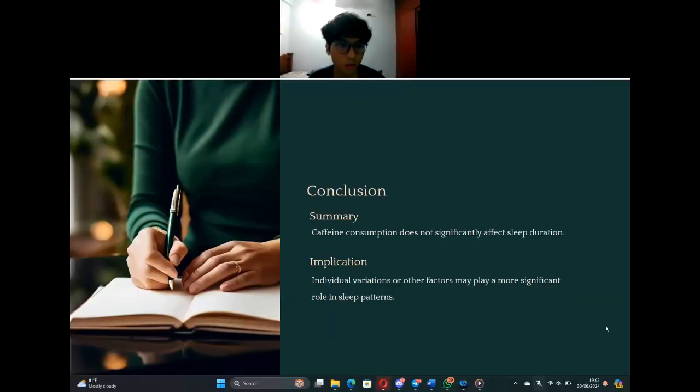For the conclusion, we analyzed the relationship between caffeine consumption and sleep duration using rigorous data analysis techniques. Our focus on sleep duration, caffeine consumption, and caffeine status aimed to uncover any significant correlation. Through hypothesis testing, correlation test, regression analysis, and ANOVA, we found no substantial effect of caffeine on sleep duration. This finding suggests that individual variation or other factors may play a more significant role in sleep patterns.